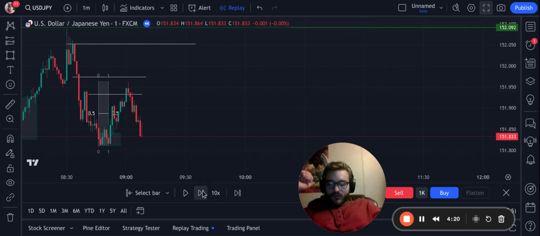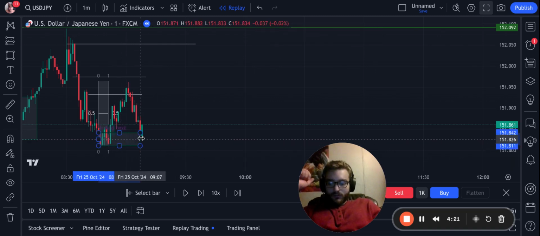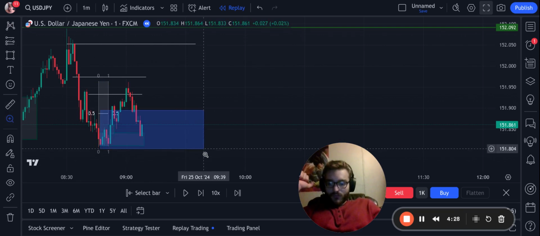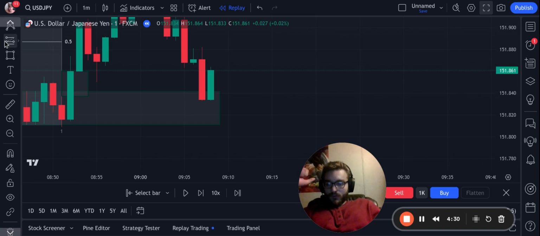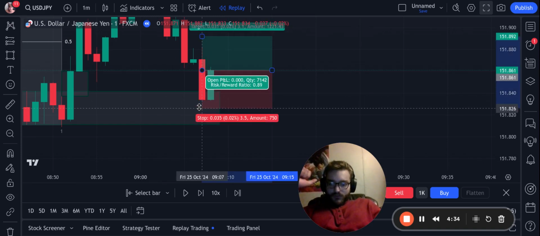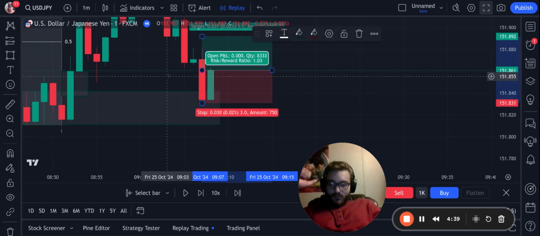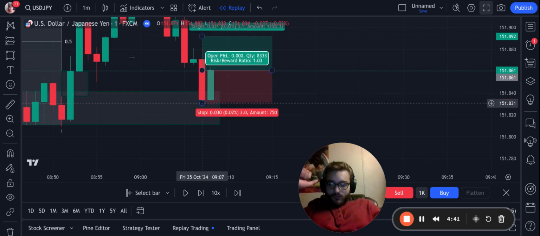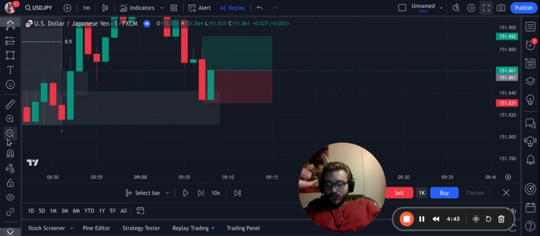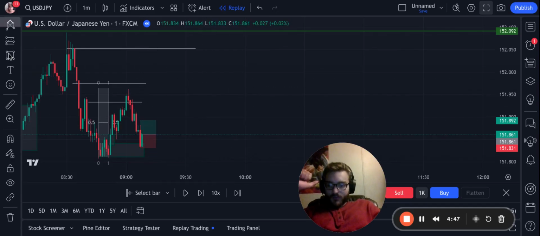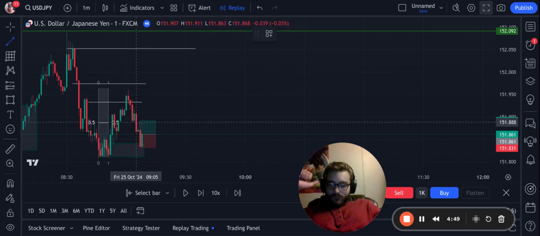Price comes down into our order block and shows bullish pressure coming out of it. So what can we do with this? We can re-enter. Put our stops here. Keep it tight. It's close enough. And then we'll have our first take profit here at the 1-to-1.